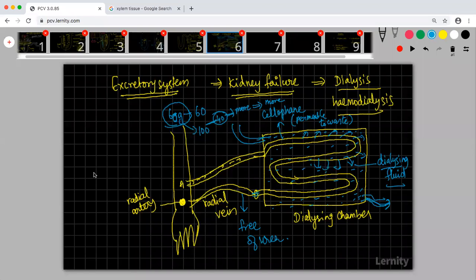Someone is asking, can one person live with a single kidney? Yes, they can live with a single kidney. How? A single kidney is sufficient to remove waste. Easily 20 years, 30 years, you can live with a single kidney.